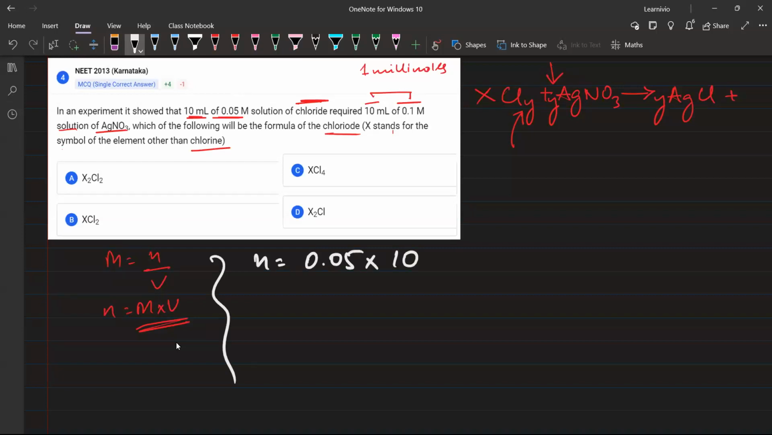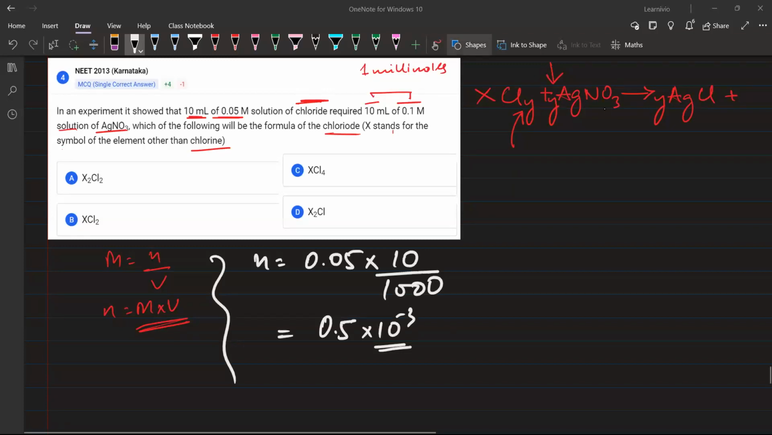10 को हम liters में लिखेंगे, तो it will be 10 upon 1000. ठीक है? So this will be equal to how much? 0.5. 5 into 10 करेंगे तो divide by 1000. ठीक है? That means 1000 को हम ऐसे लिख सकते हैं 10 to the power minus 3. Now what is 10 to the power minus 3? 10 to the power minus 3 को तो मिली बोलते हैं. Does this make sense? Yes, sir. ठीक है. Okay.